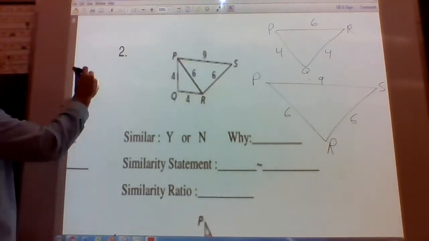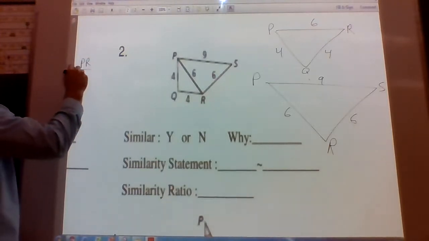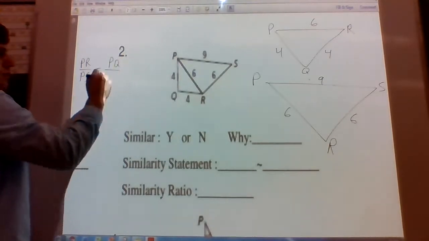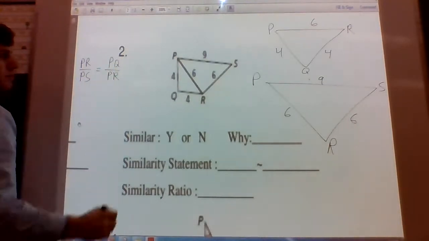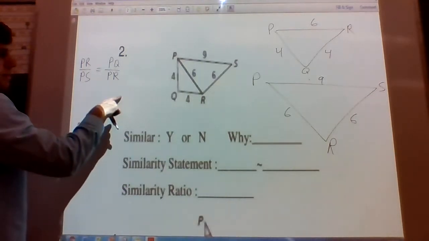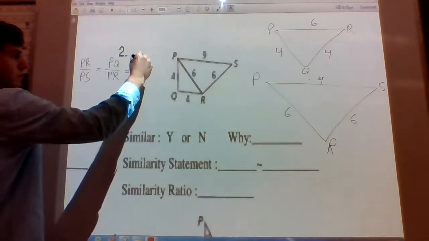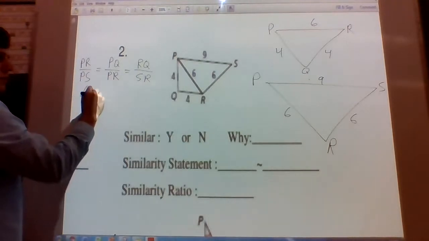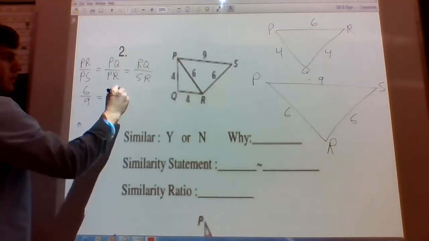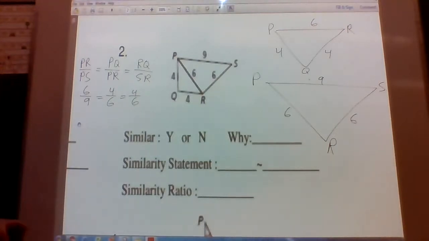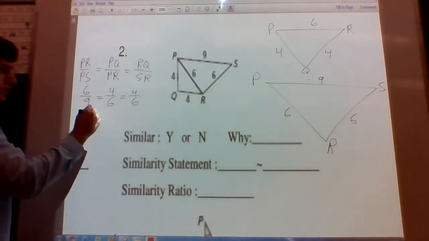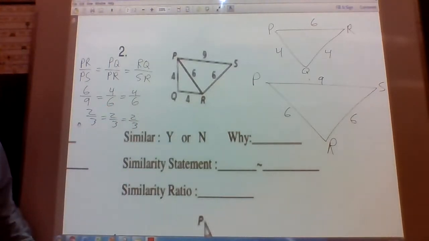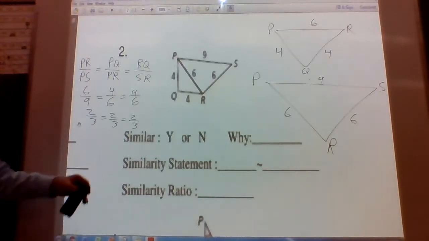We know that PR is proportional to PS. PQ is proportional to PR. And RQ is proportional to SR. So that's going to give us 6 over 9, 4 over 6, and 4 over 6. Reduce the fractions. We get 2/3, 2/3, and 2/3. So the ratios are equal, meaning the sides are proportional.